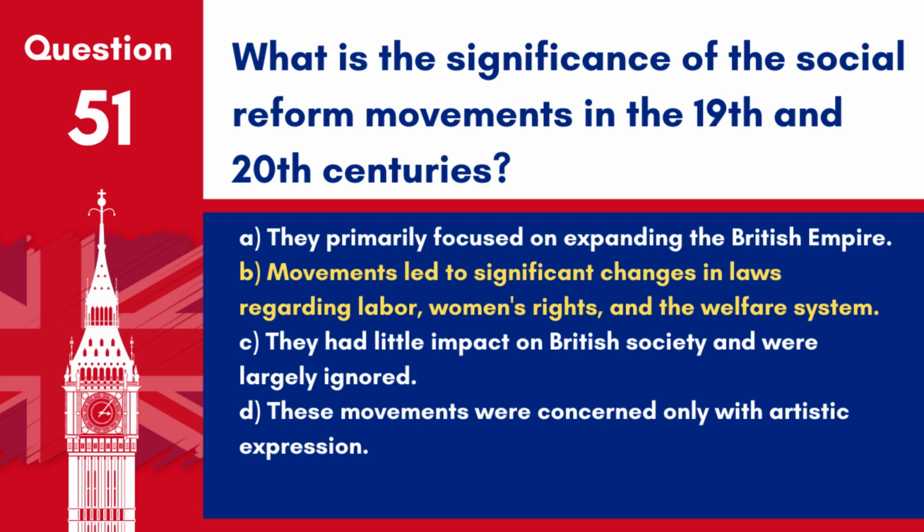Answer: B. Movements led to significant changes in laws regarding labour, women's rights and the welfare system. Social reform movements were instrumental in shaping modern British society by advocating for rights and improvements in social welfare.